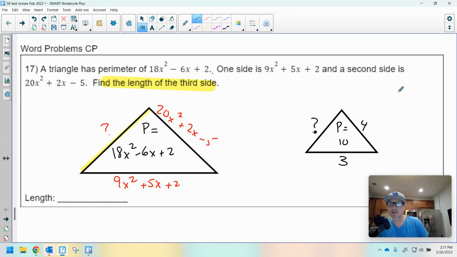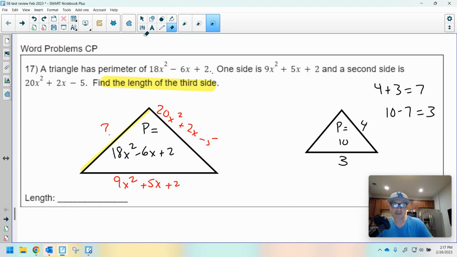Well, what we would do is we would add the two sides that we know, the 4 and the 3, 4 plus 3, that equals 7. And because the total is 10, we can do 10 minus 7, and that would give us the third side, which would be 3. So we know that this side would equal 3. So what we did was we added the two sides that we knew and we subtracted from the perimeter because they told us the perimeter.